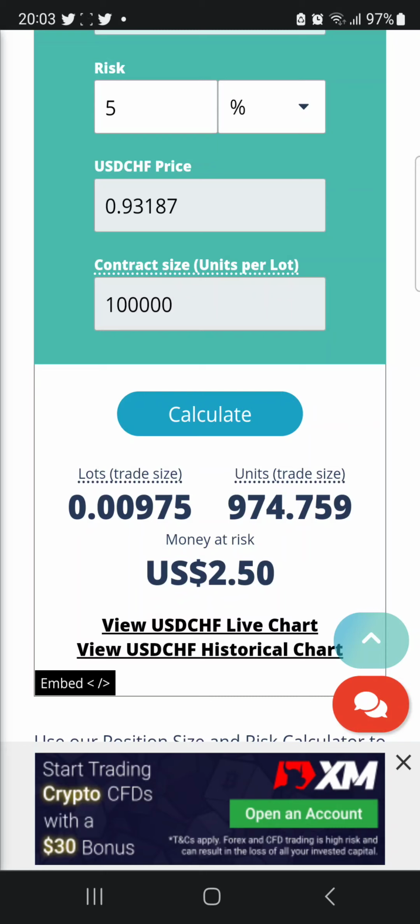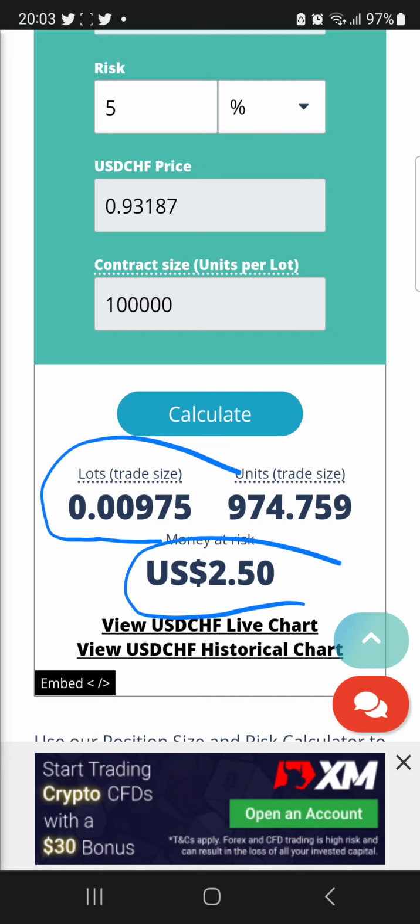That means the lot size you will use right here is 0.0097, so you will approximate it to 0.01. So for that reason, if you are risking 5% of your money, only $2 is at stake. It's only $2 you are going to lose if you take the trade. However, if you want to make huge money, the trade has to go very, very well.